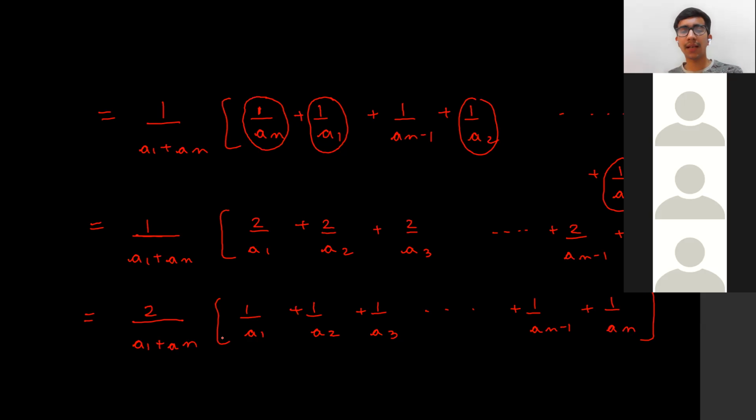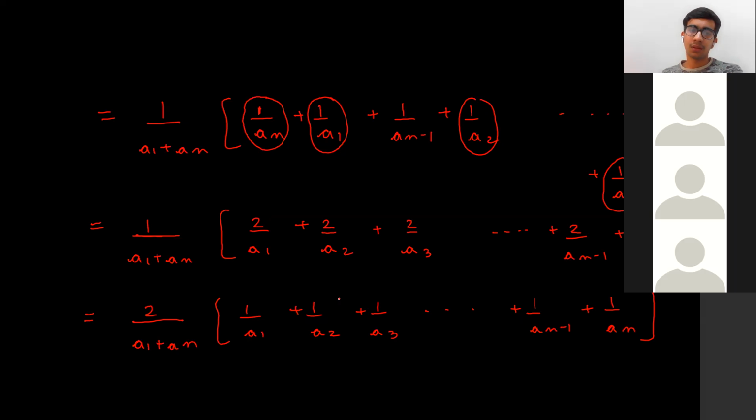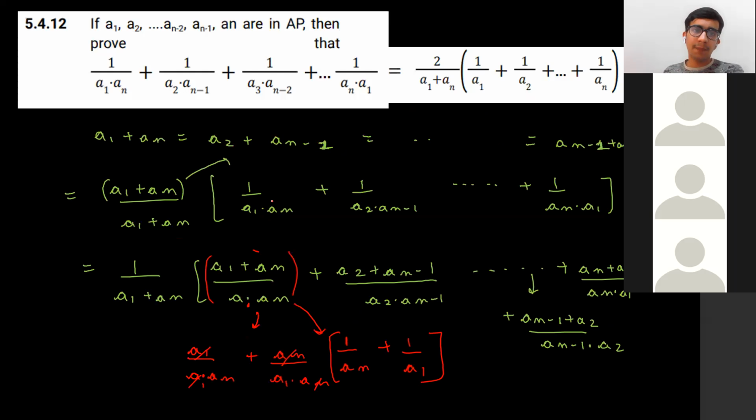So this is what we had in the right hand side part. The major concept involved here is that the sum of the first and last term is equal to the sum of the second and the second last term. Then you multiply a1 plus an in the numerator and the denominator on the left hand side to get the right hand side.